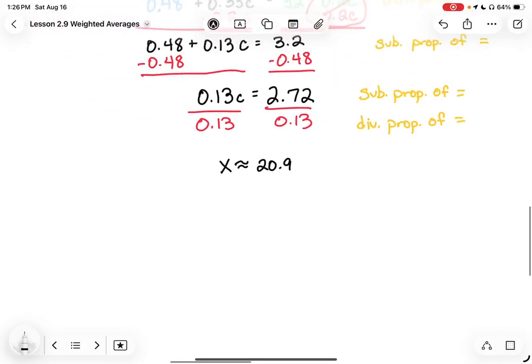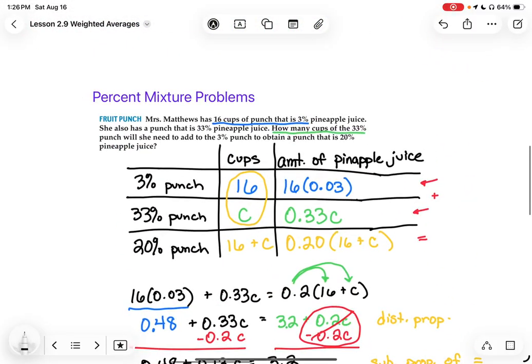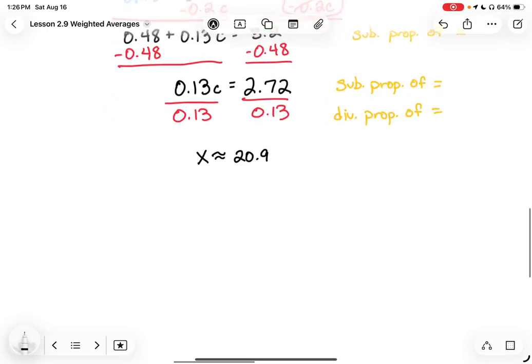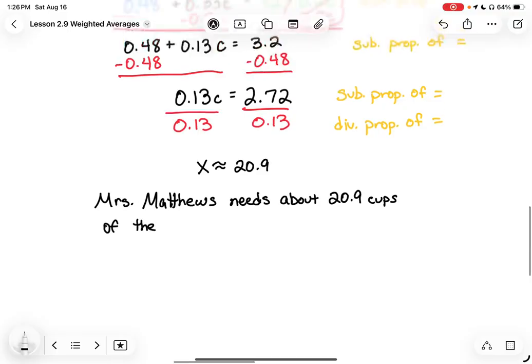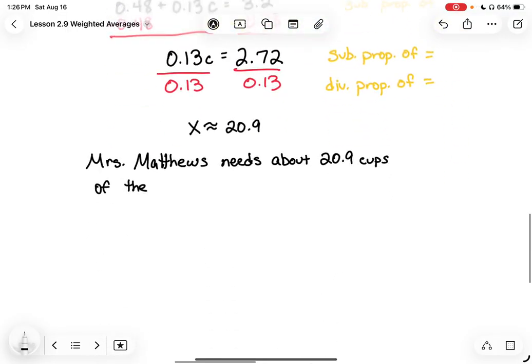So we're going to say we will need, oh wait, it's not we, is it? We have a name, Mrs. Matthews. Let's give Mrs. Matthews the respect she deserves. Mrs. Matthews needs about 20.9 cups of the, what was it? 33% punch.